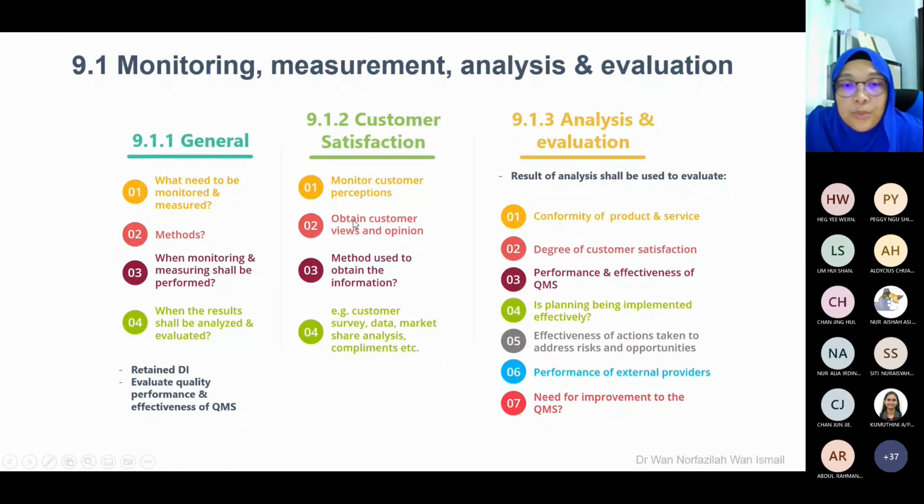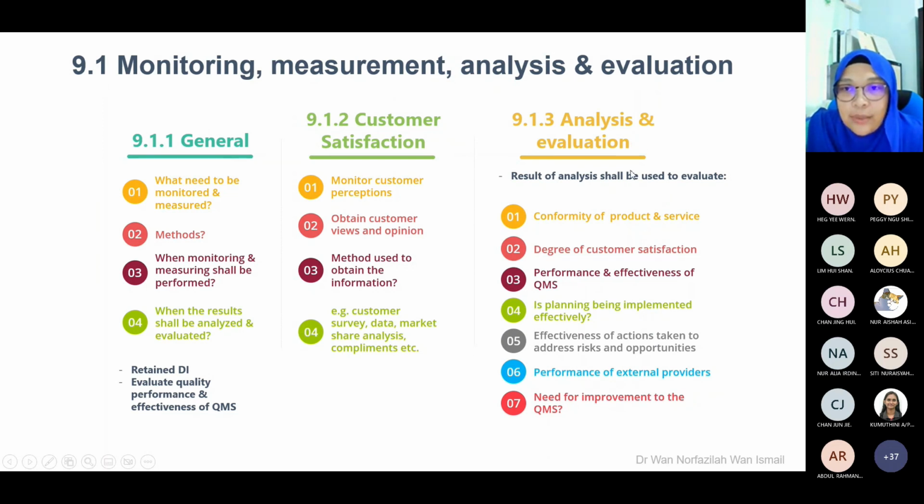How to monitor? You need to obtain their views and opinions based on the feedback form. So that is the method used to obtain the information. I gave you just now one example, customer feedback, but we also have customer survey, data, market share analysis, compliments, etc.